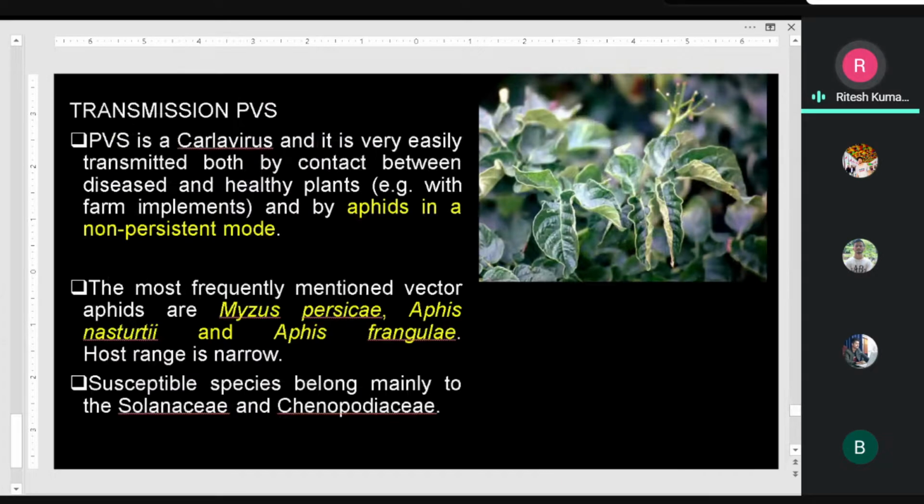About PVS, it is a Carlavirus. Again, it is transmitted by aphids, Myzus persicae, Aphis fabae, Aphis frangulae, but Myzus persicae is the most efficient vector. It is also transmitted by contact. So these are some facts about diseases of potato.